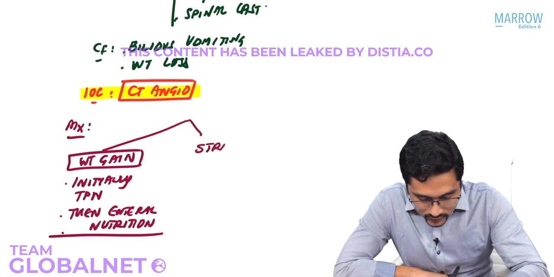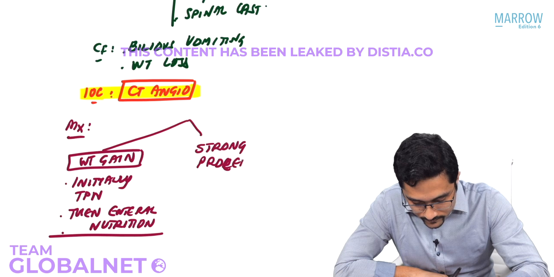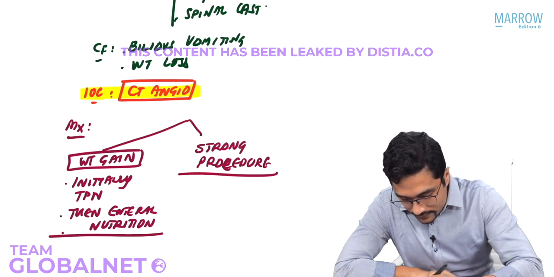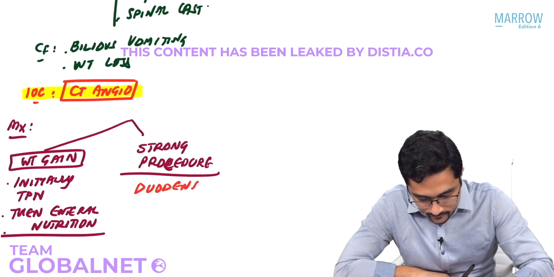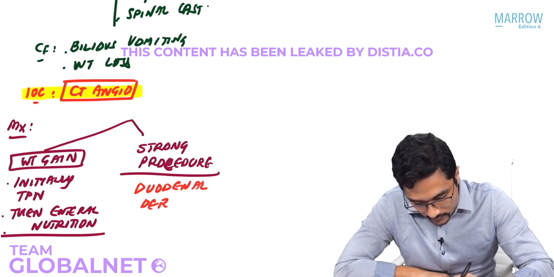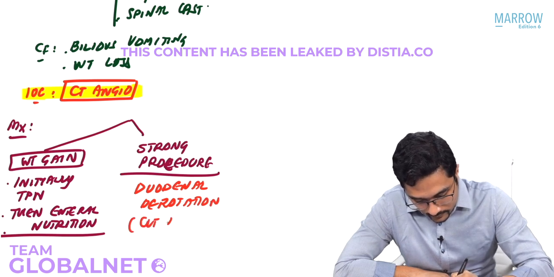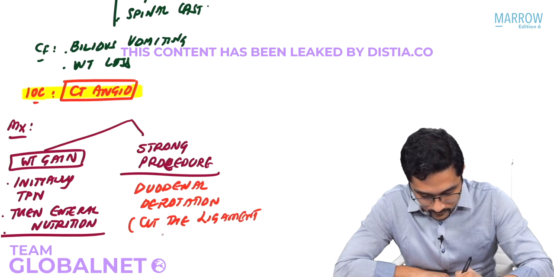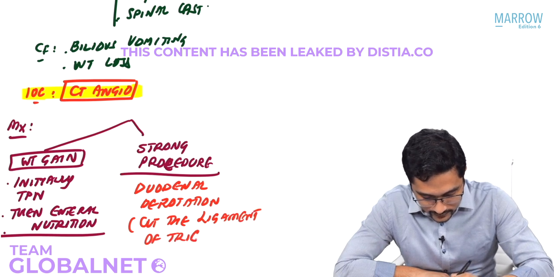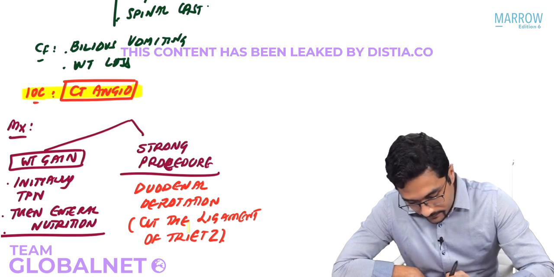Another procedure is the Strong procedure. This was also asked in the AIIMS exam. This is the duodenal derotation procedure. In this, we cut the ligament of Treitz. That is the duodenal derotation procedure.